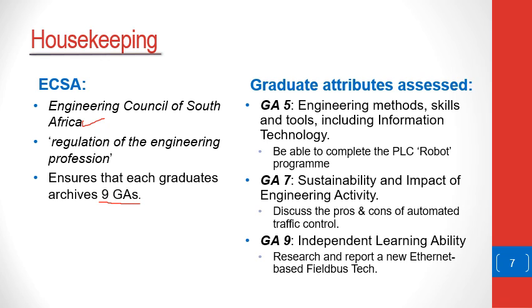This course will assess you on 3 graduate attributes. The 3 graduate attributes are: you will have to be able to demonstrate that you have mastered engineering methods, skills, tools, including information technology. This will be seen by how well you complete your PLC program in the laboratory. You will also have to show that you understand sustainability and the impact of engineering activity as a student, and you will demonstrate this by the discussions that you will put in your practical report.